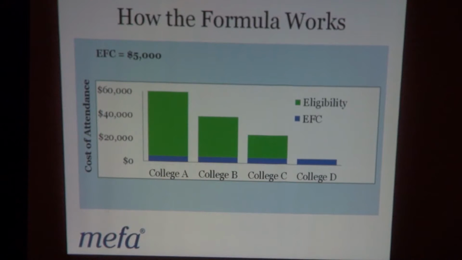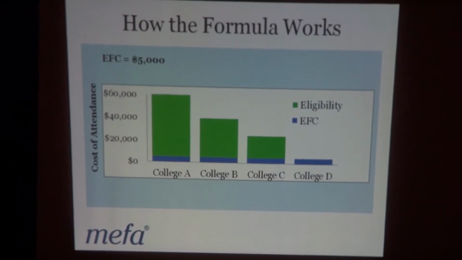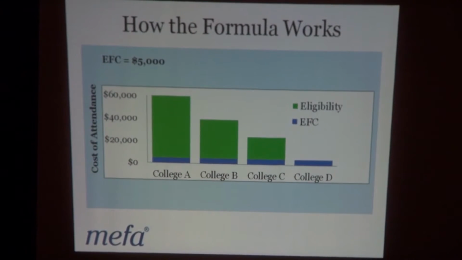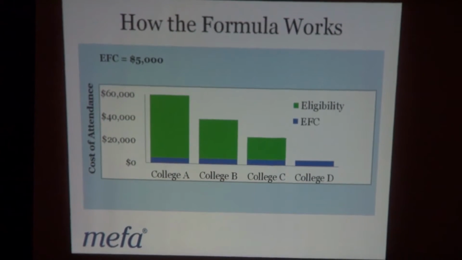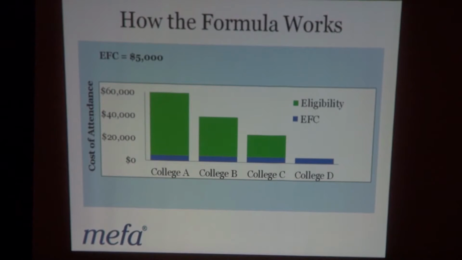So how the formula works, this is 3 different colleges. This presentation is the same presentation that is used throughout the state of Massachusetts. Sometimes people complain about the figures that are used, but this kind of makes it easy for doing it at all different high schools. So it's the same EFC at all of these schools, but the eligibility for aid obviously varies because each school has a different cost here.